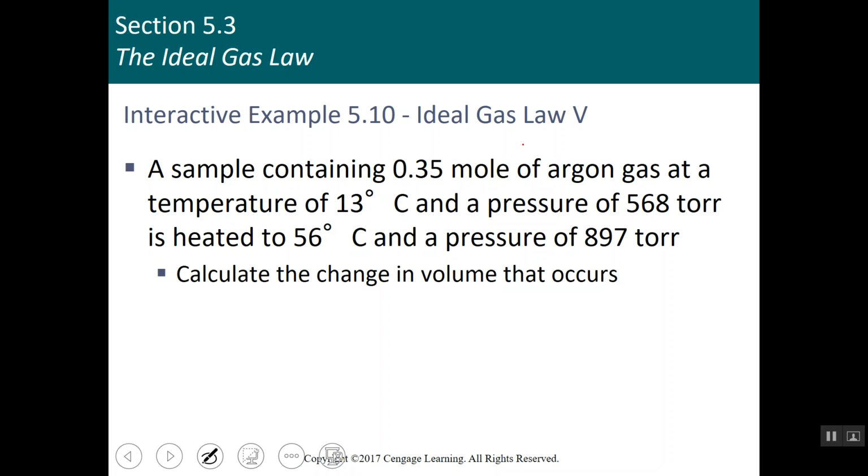A sample containing 0.35 moles of argon gas at a temperature of 13 degrees Celsius and a pressure of 568 torr is heated to 56 degrees Celsius and a pressure of 897 torr. Calculate the change in volume that occurs. Notice on this one we do have moles given, but the moles don't change. And so we do have two different temperatures, we do have two different pressures, and it's asking what our change in the volume is. So we are going to have to calculate what our volume is initially. So we will have to use that ideal gas law to calculate that initial volume so that we can calculate the final volume.